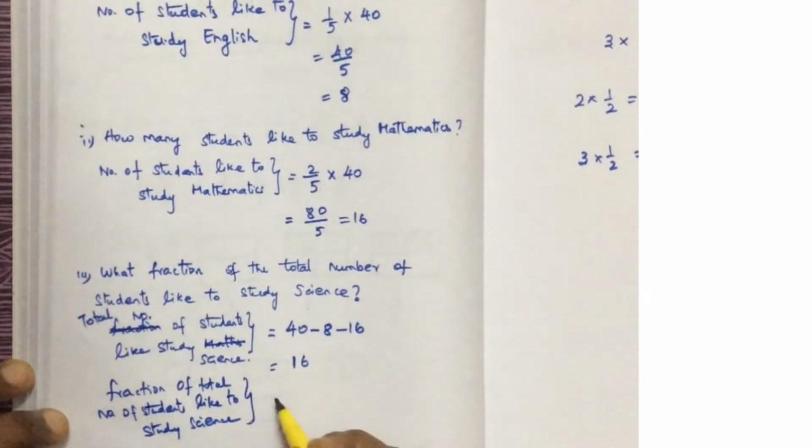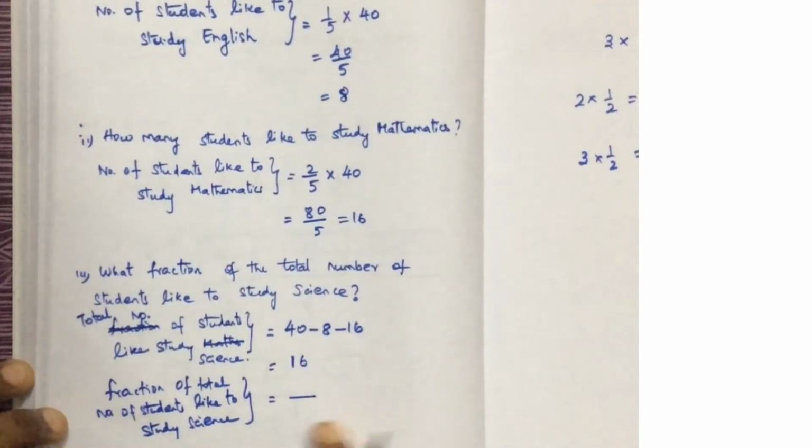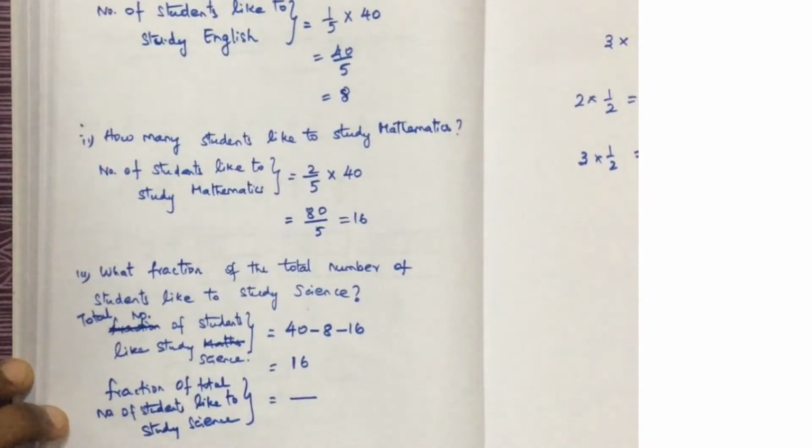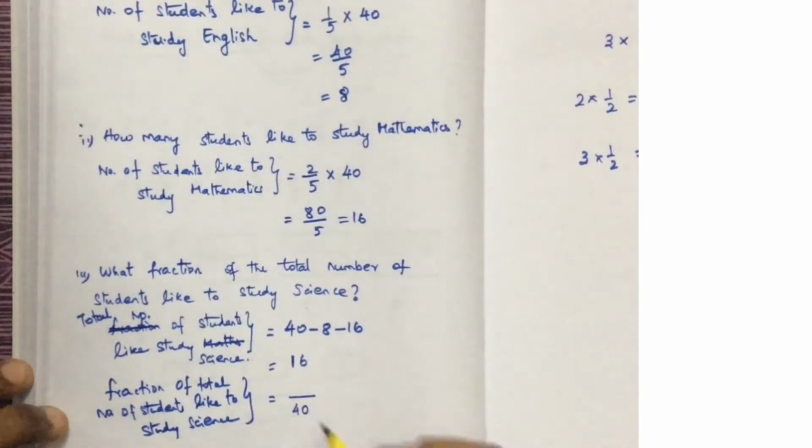In a fraction, some number will be in the denominator, some number will be in the numerator. So what will be in the denominator? The total parts will be in the denominator. So here, what is the total number of students? Here the total number of students is 40. So write that 40 in the denominator. Out of that 40, how many students want to learn science is 16. So 16 by 40 is the fraction.